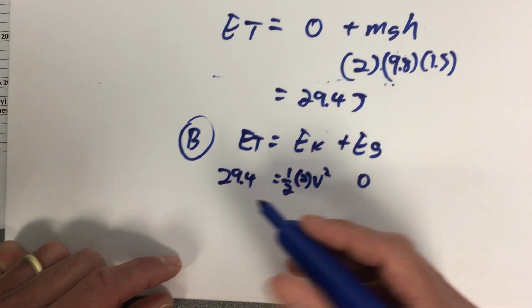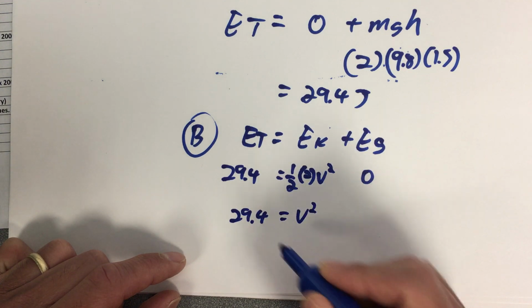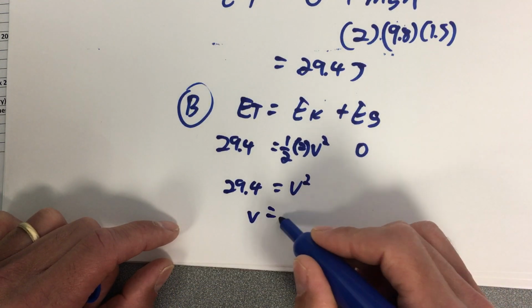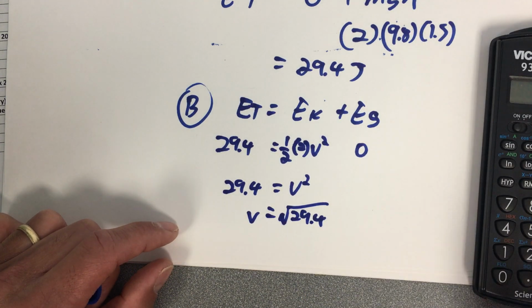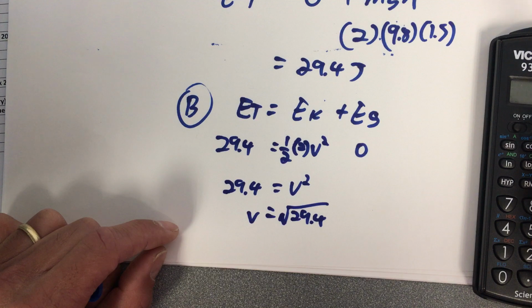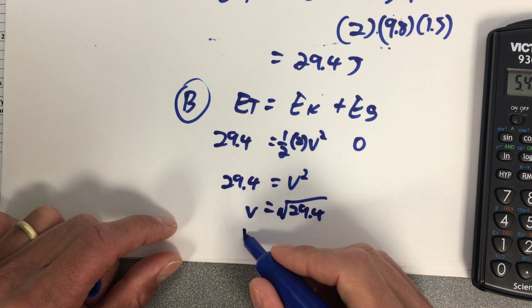If you do a little bit of algebra to this, you will see that 29.4 is equal to the square of the velocity, or the velocity is the square root of 29.4. So our velocity is 5.4 meters per second.